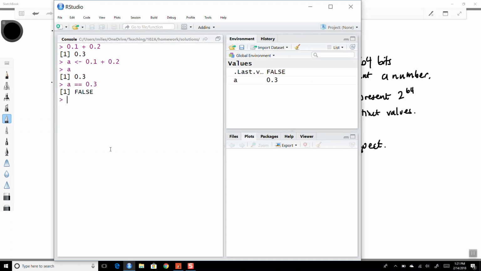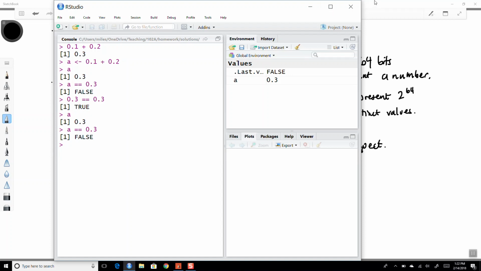It returns false, which makes you wonder, what? What if I did 0.3, is that equal to 0.3? This is true. And I ask, well, what's A? A is 0.3. And I say, is A equal to 0.3? And it says false. This is very confusing, and it feels like, is R broken? Is something wrong? You could try it out on your computer, and it'll do the same thing. All right, this is what's going on.